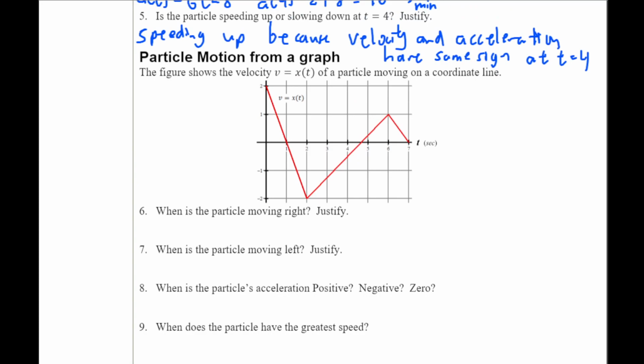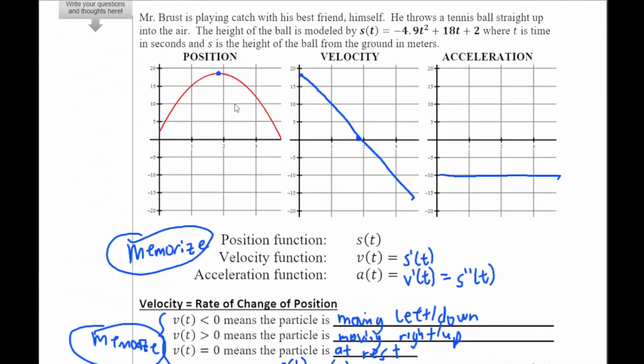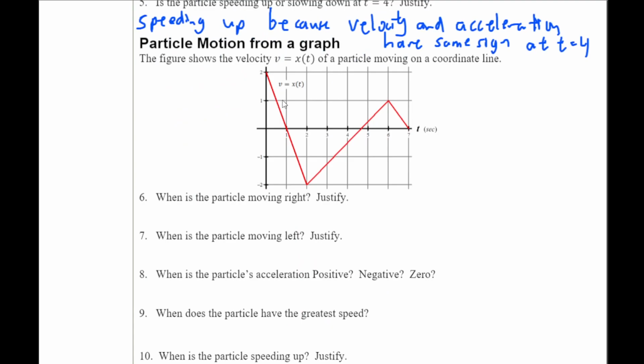The figure below shows the velocity of a particle moving on a coordinate line. Careful here. In this problem, you're given the velocity function. The first example was the position. This is the velocity. It's different because problems can give you the position function or the velocity function, so you have to be careful what you're given. This here is the velocity function.